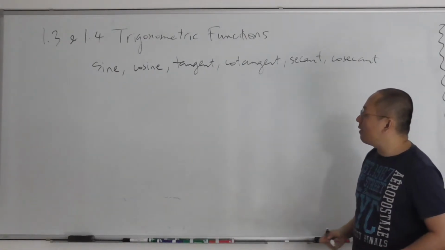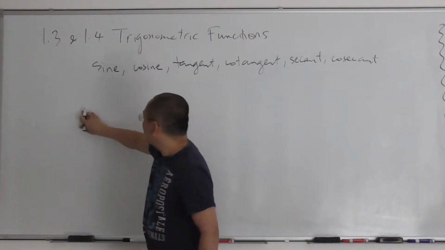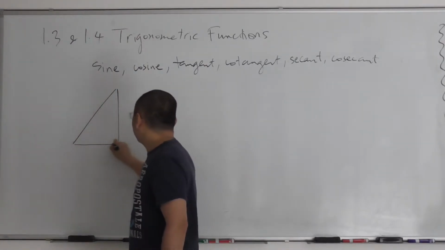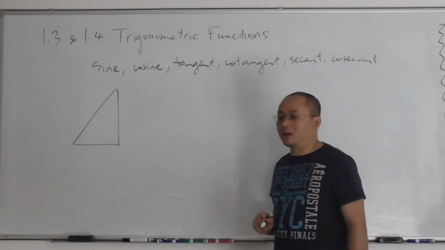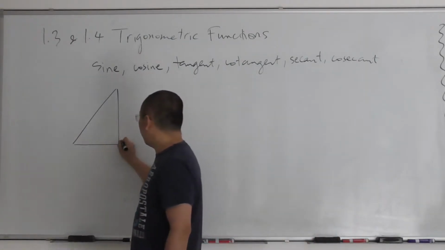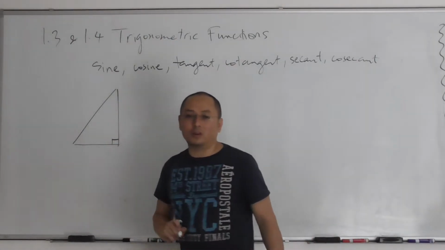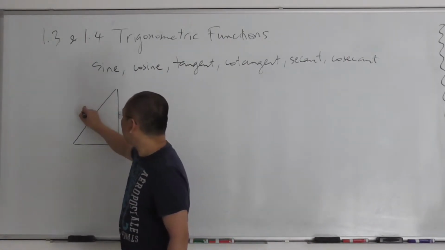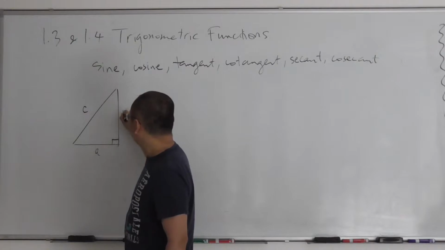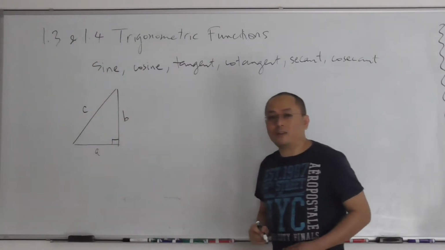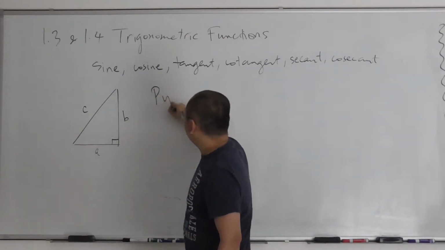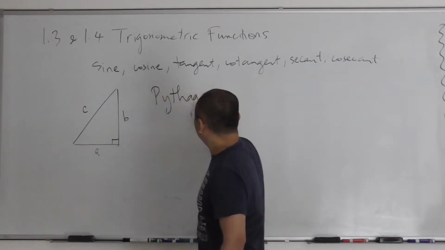We're going to start our clip today with a right triangle. Again, a right triangle is a triangle that has one angle equal to 90 degrees. Let's call this side right here C. This is A, B. We have a very famous theorem about right triangles called the Pythagorean theorem.